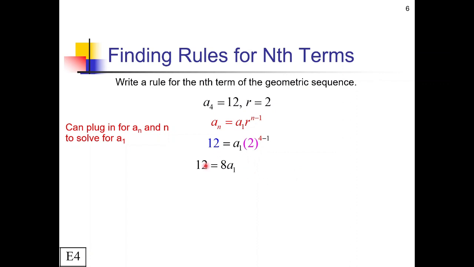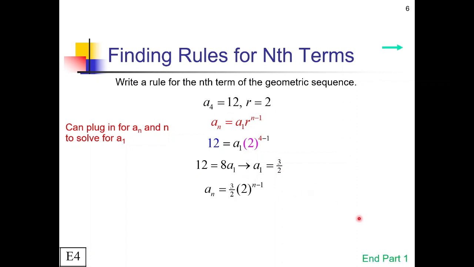And if I divide both sides by 8 to get a1 by itself, 12 over 8, I can reduce that to 3/2 if I like. So plugging that back in, we have a sub n equals 3/2 times 2 to the n minus 1.